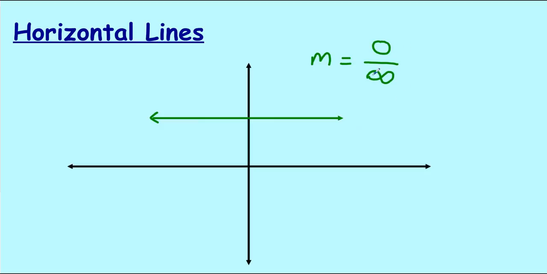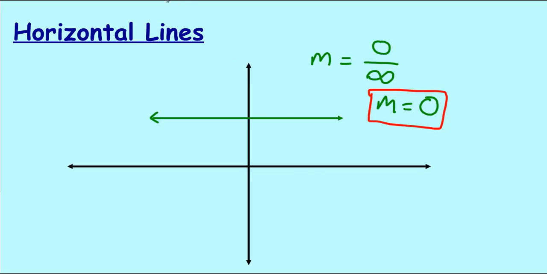So what's 0 divided by infinity? It means that slope is equal to 0. I don't have a slope. So all horizontal lines have a slope of 0.